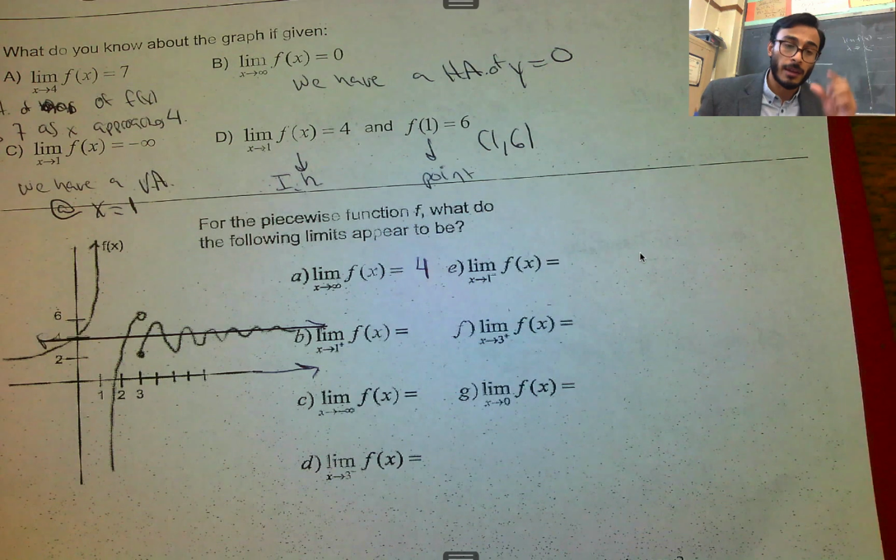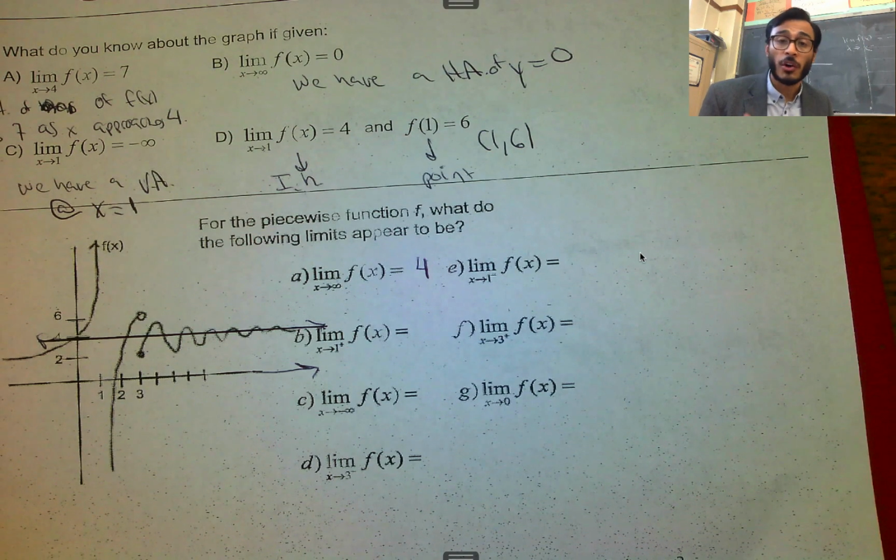Now, I know what you're thinking. How could we have a horizontal asymptote there if the graph crosses it? And we addressed this earlier in the year, and we said that it is possible for a graph, in some cases, to cross the horizontal asymptote.